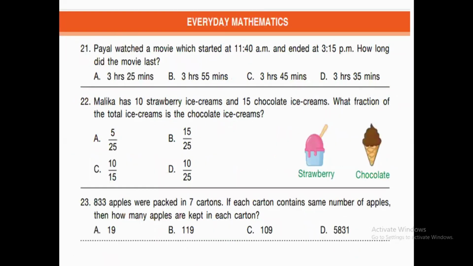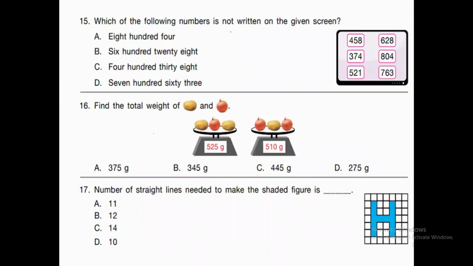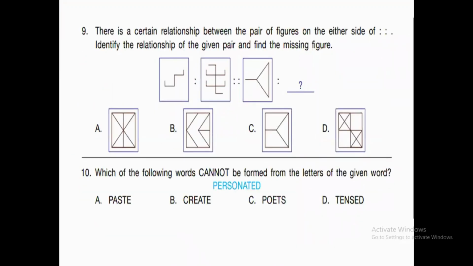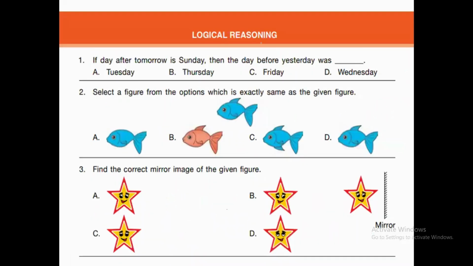So every section has 10 questions. Logical reasoning has 10 questions, mathematical reasoning has 10 questions, and everyday mathematics also has 10 questions. So that's how this paper contains a total of 35 questions. Okay. So let's start. The first section that we have is logical reasoning.